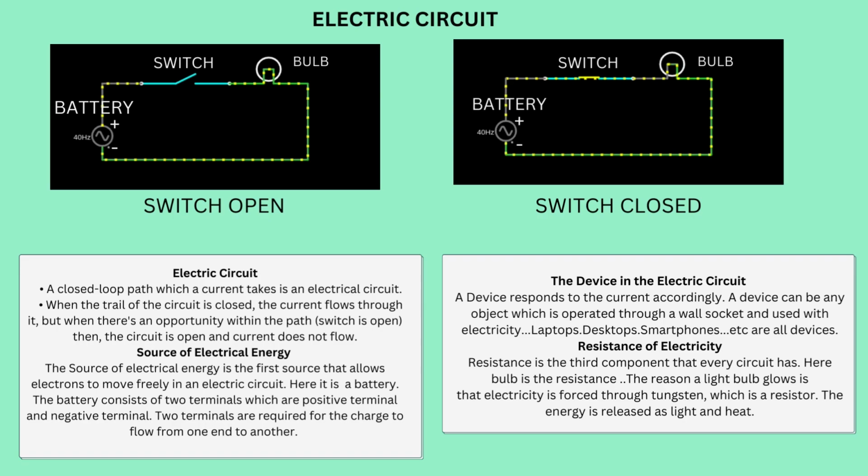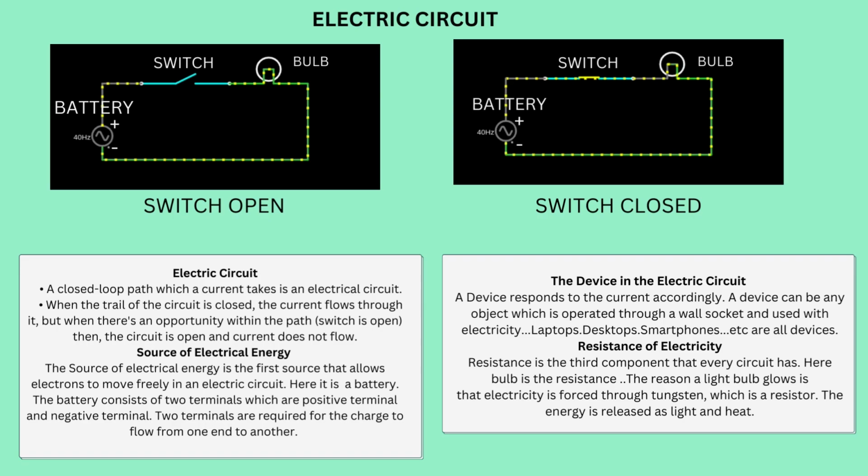Electric circuit. A closed loop path which a current takes is an electrical circuit. When the path of the circuit is closed, the current flows through it, but when there's an opening within the path, the switch is open, then the circuit is open and current does not flow.